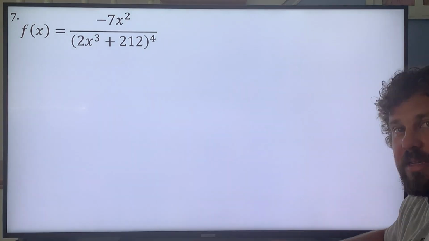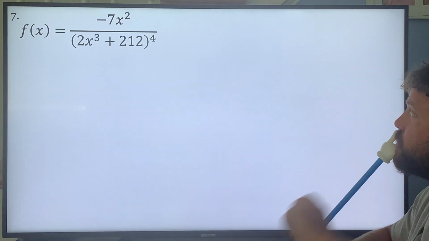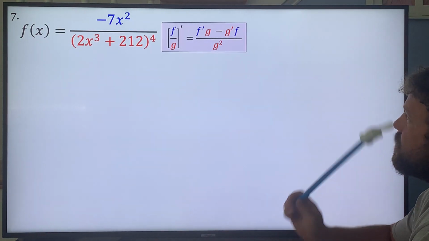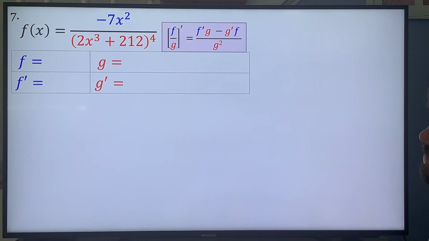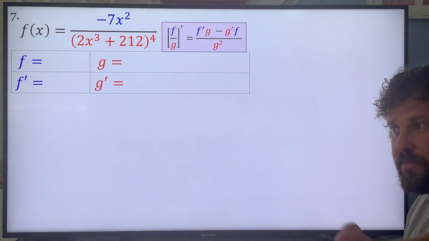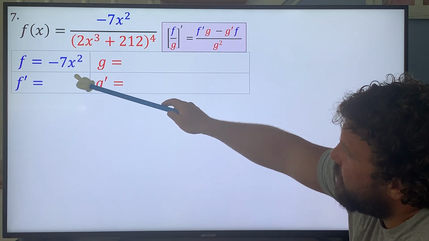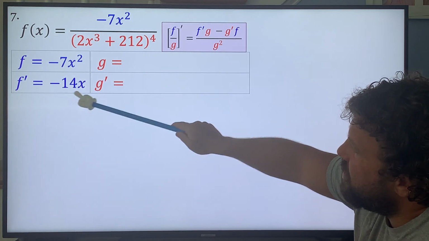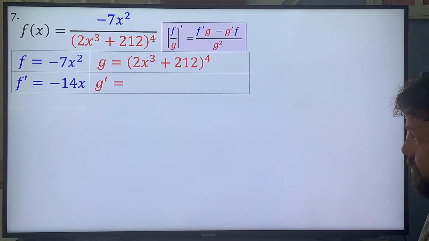Anyway, what do you see there? I see division. Division is quotient rule. So, quotient rule, and I have something raised to the fourth power on bottom, so I'm going to use the quotient and the chain rule. What's my f? The numerator. It's negative 7x squared, derivative of that, negative 7 times 2x is negative 14x. My g is my denominator.